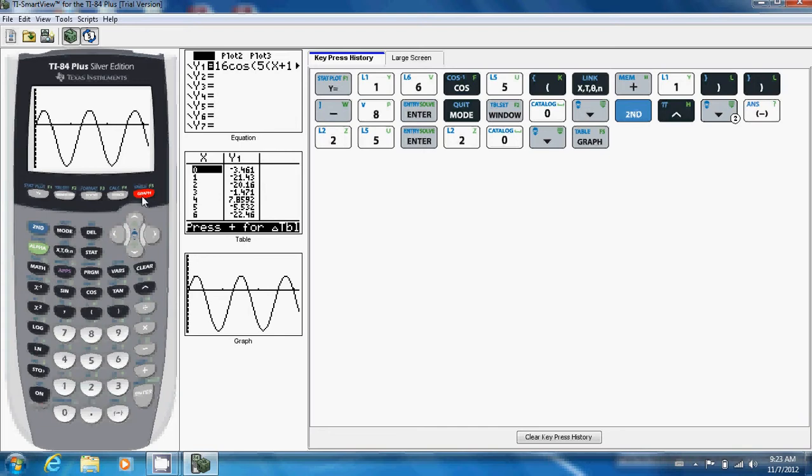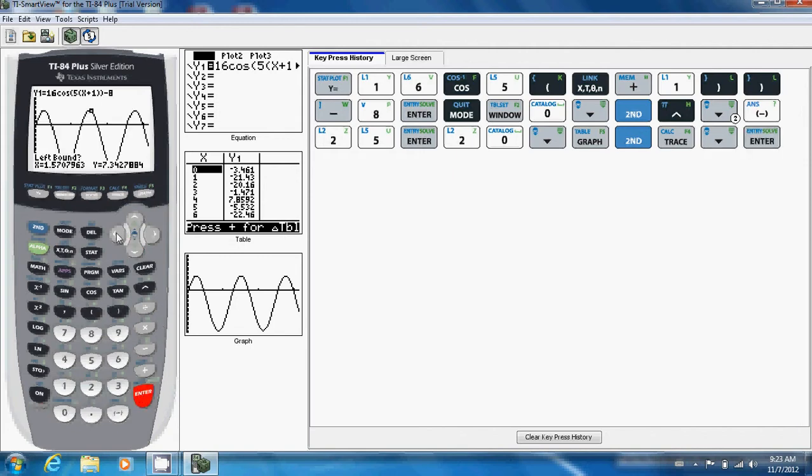Okay, and you see what the graph looks like here. And if you wanted, you could draw a little sketch on here. Now, if we want to find our solutions, they are called the zeros of the function. So we can check these out by going second, calculate, zero.